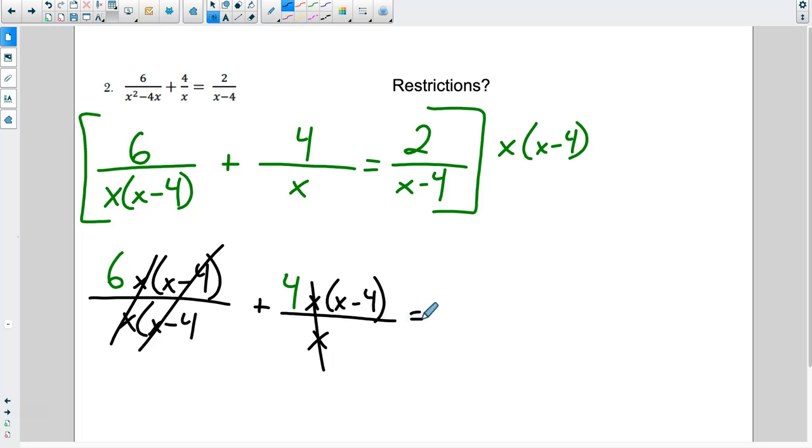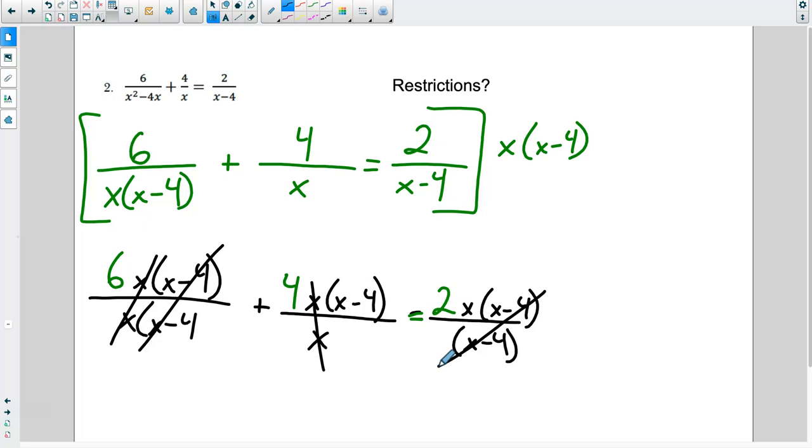And then I'm going to have equals. And I have this 2 right here, and we times it by x minus 4, but on the bottom here is an x minus 4, so that cancels out, and I just got 2x. So, do I have a denominator anymore? No, I don't. I just have this big, ugly looking whatever that is.